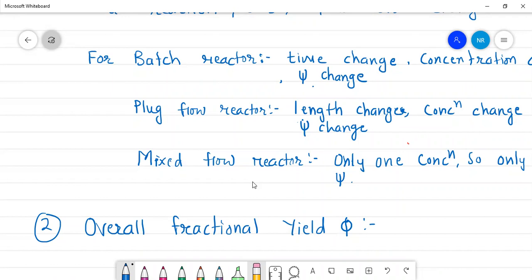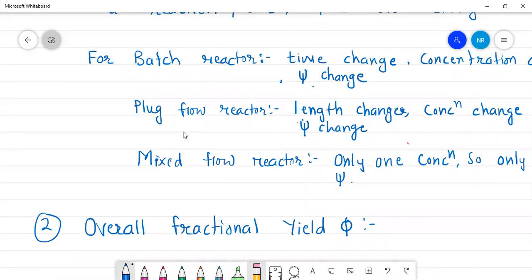In a batch reactor, what is the overall yield? It is the integration of the instantaneous yield. Here, in the plug flow reactor, at 1 centimeter, 2 centimeters, 5 centimeters, 10 centimeters, there are different instantaneous yields, but the integration of the instantaneous yield will give me the overall fractional yield.